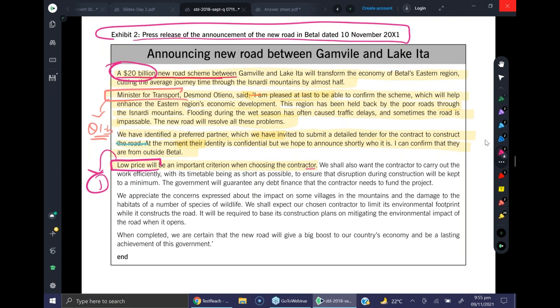Okay, we shall also want the contractor to carry out the work efficiently, with the timetable being as short as possible to ensure that disruption during the project will be kept to minimum.